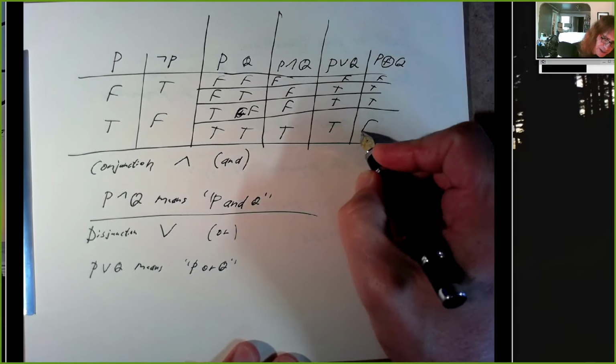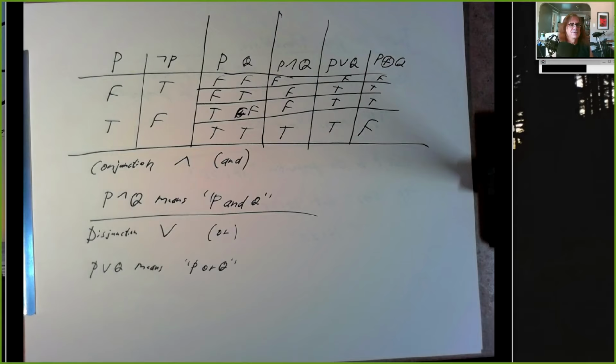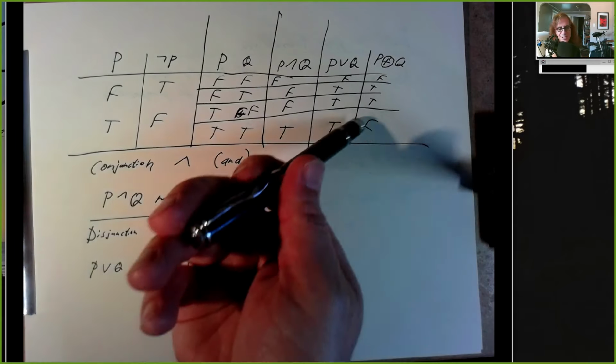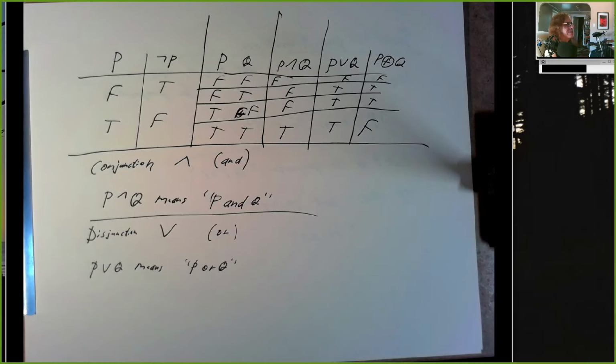And now we're back into heavy engineering 250 land. So it looks like an inclusive or, except the last row has to be false.